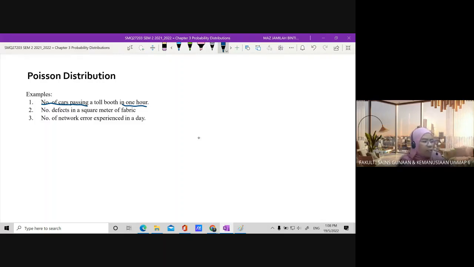Next, the number of defects in a square meter of fabric. You are talking about a fabric, maybe cotton fabric, for example. Is there any defect? If there are defects, how many defects? That will be an example of Poisson distribution. The interval is 1 square meter of fabric, and the number of successes is the number of defects. Third example, the number of network errors experienced in a day. In 1 day, how many network errors occurred? All these are examples of a Poisson experiment or Poisson distribution.